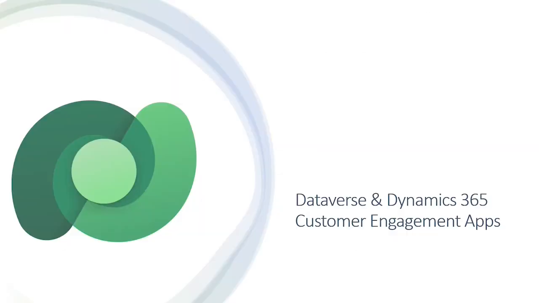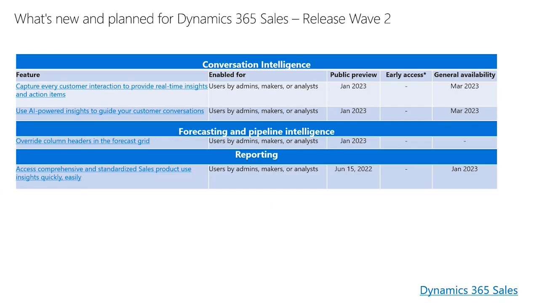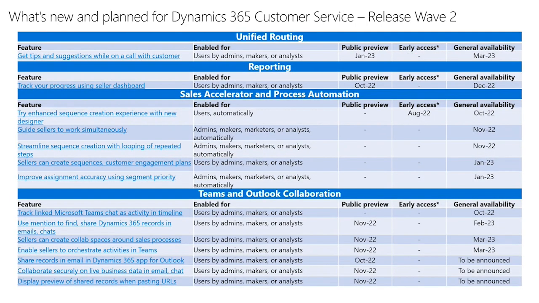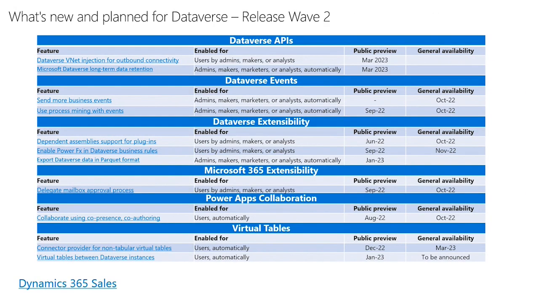All right, so that takes us to the Dataverse and Dynamics 365 apps. Mostly here, we just have some of the Wave 2 release information. So take a look at those. There have been some things updated, some dates changed, when things will be available. So depending on which area of Dynamics you're using, take a look at those. I know one of the ones that is interesting to me is the long-term data retention. That is scheduled for public preview in March. So I think that could be interesting for a lot of customers.